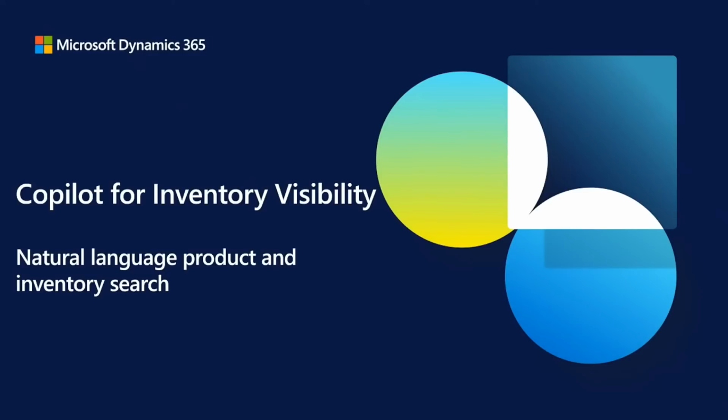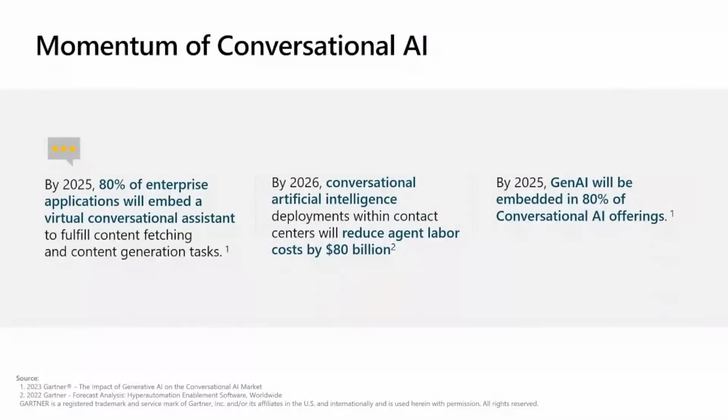We will call it Copilot for inventory visibility. So this is the natural language functionality. The user can use natural language to do the product or inventory search in the Copilot in inventory visibility. For the Copilot, I think the audience is pretty familiar with this word. It's everywhere, I'd say. So now it's the era of AI. We call this the momentum of conversational AI.